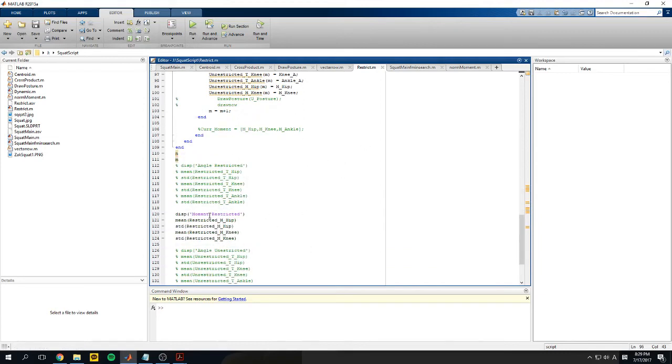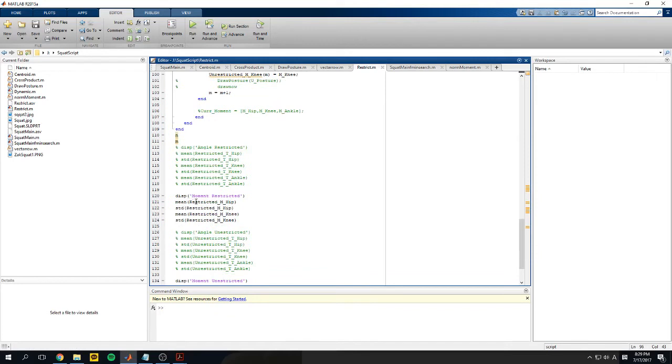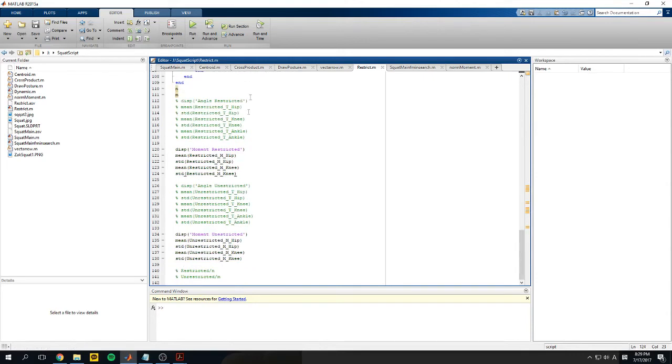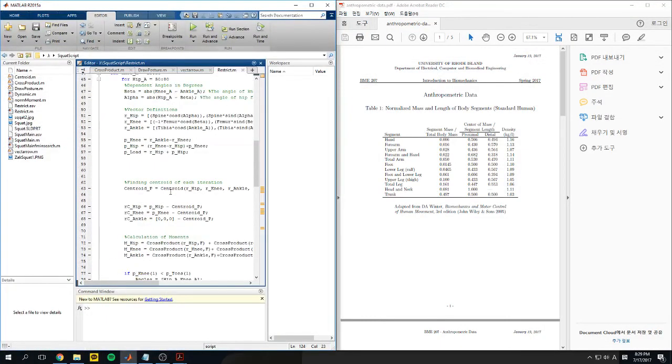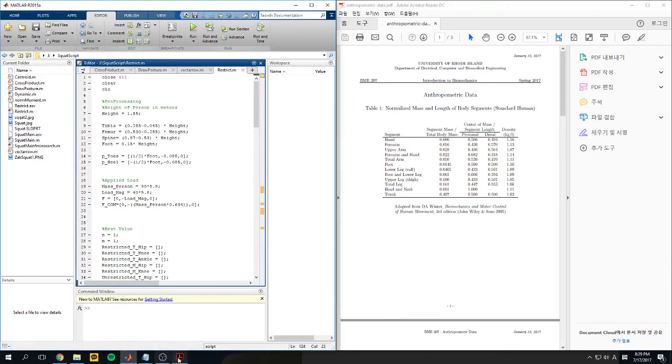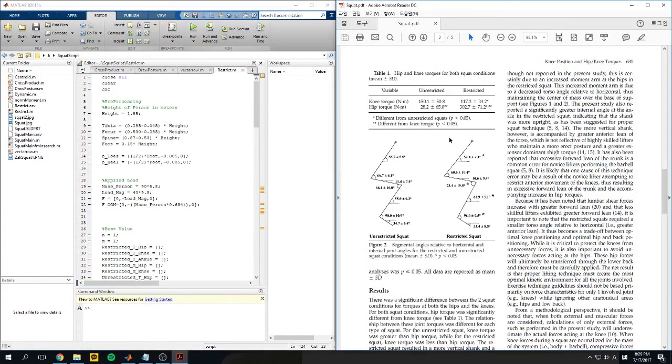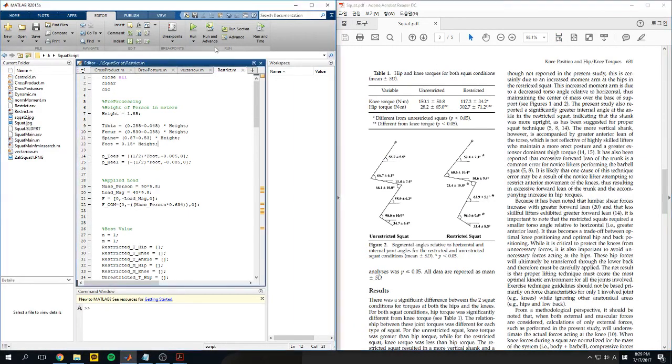At the end, the mean and the standard deviation of the moment of the hip and the knee are calculated for both restricted and unrestricted. The angles are commented out because the angles are very sensitive to the dimensions, and we cannot say that our dimensions are very similar to their subject's dimensions. So the angles were different, but the focus is more on the torque and which one is better and how we can draw the same conclusion. So if we run the script, it's running.